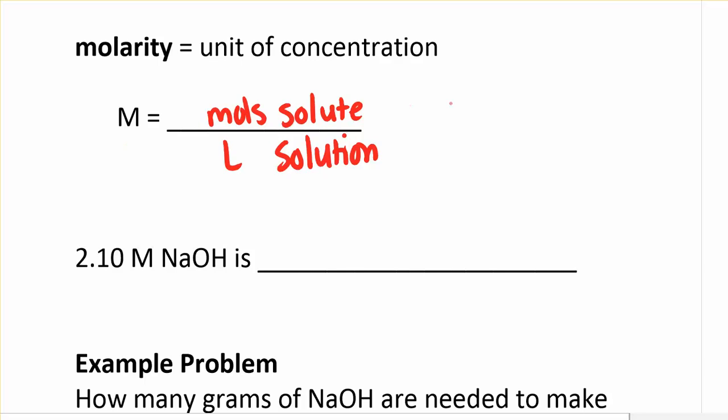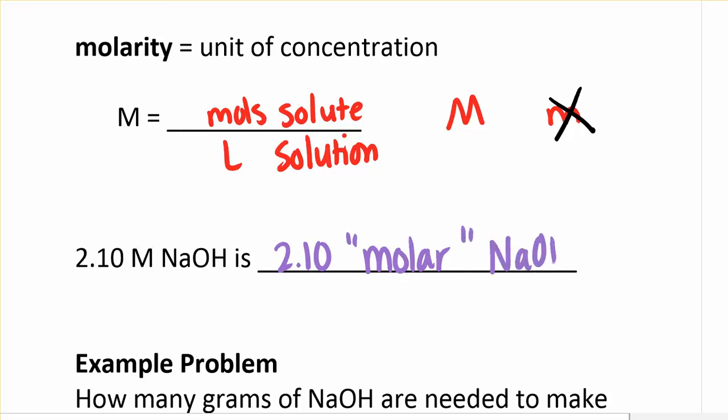Notice that we use a capital M. Do not use a little m. Little m is used for meter. We always use a capital M for molarity. On how we read this, when molarity is an adjective, we're going to say 2.10 molar sodium hydroxide. So it is the molarity. It is a 2.1 molar solution.